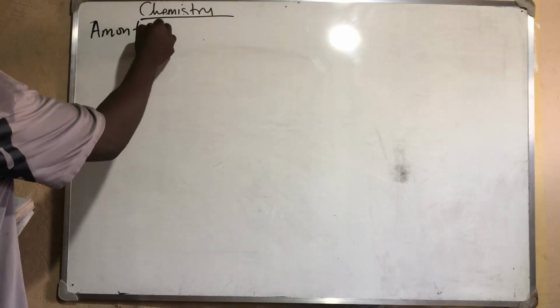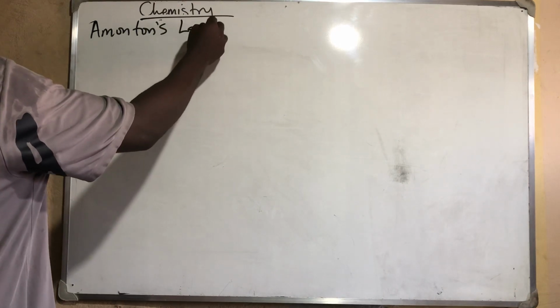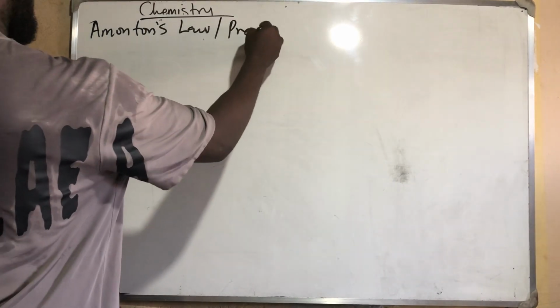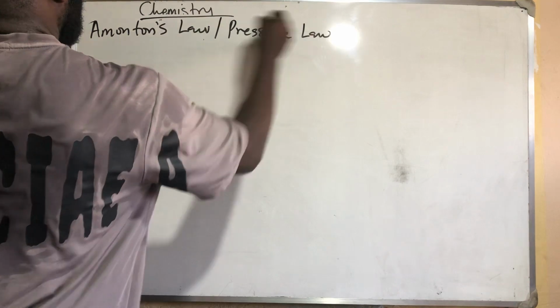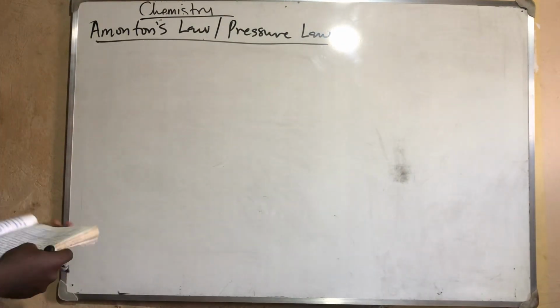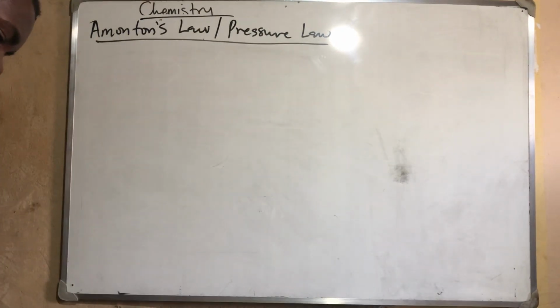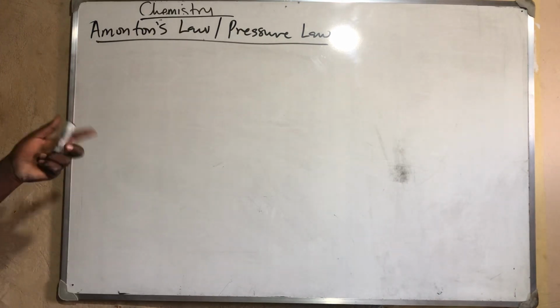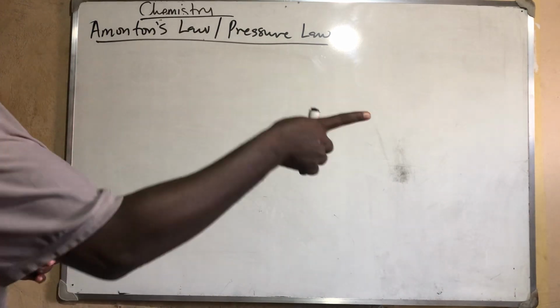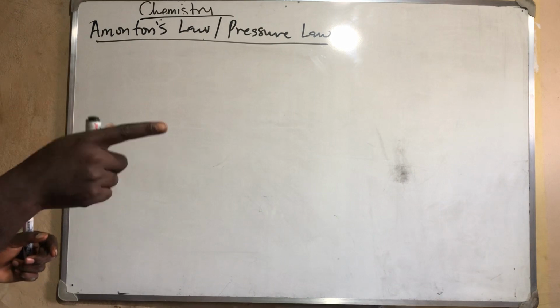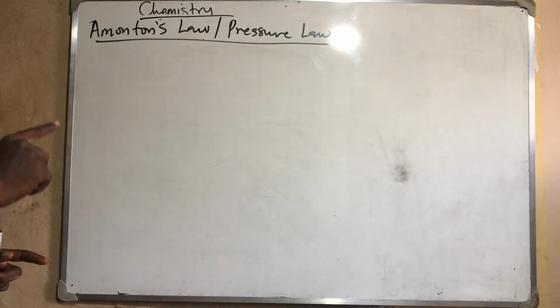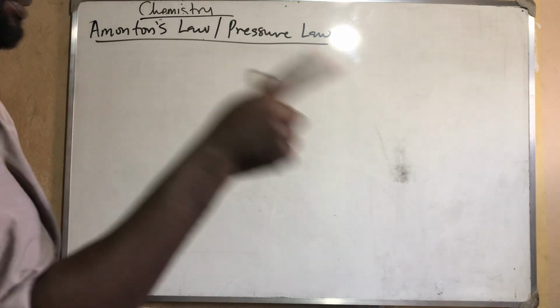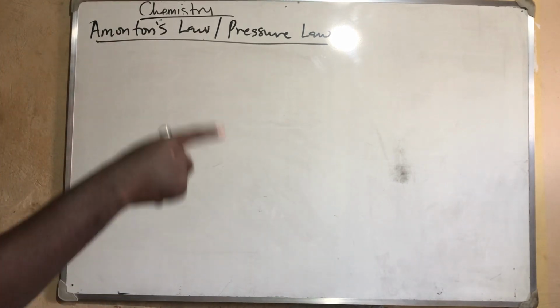A-M-O-N, Amontons law, or we call it pressure law. Pressure law, right? All right. Amontons law states that at constant volume, now remember Boyle's law said at constant temperature that volume is inversely proportional. Okay, then Charles' law said at constant pressure that volume is directly proportional.